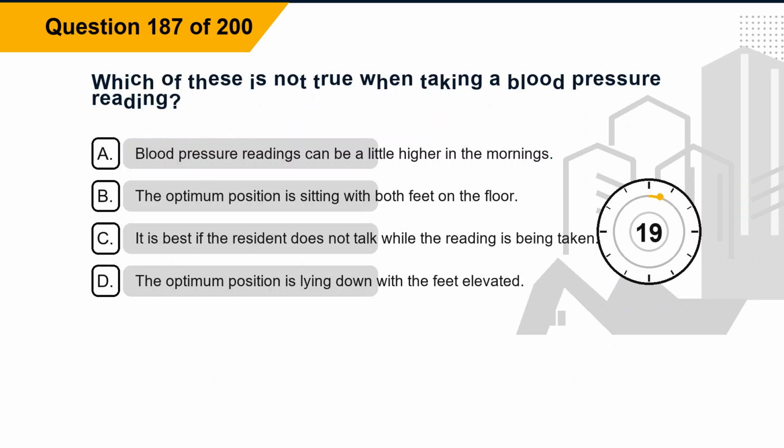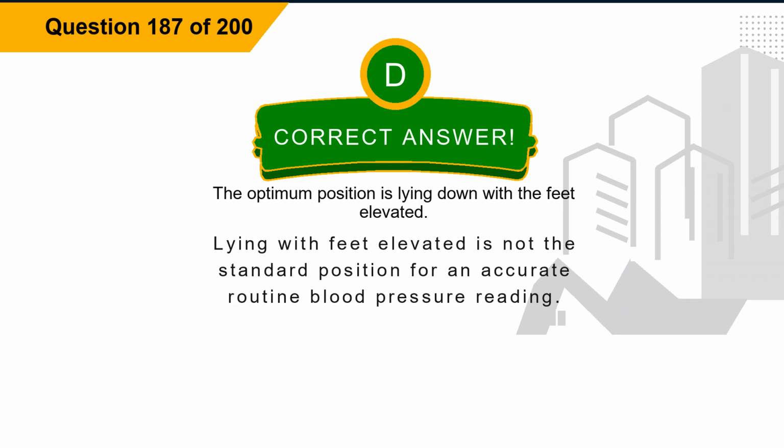Question 187. Which of these is not true when taking a blood pressure reading? Option A. Blood pressure readings can be a little higher in the mornings. Option B. The optimum position is sitting with both feet on the floor. Option C. It is best if the resident does not talk while the reading is being taken. Option D. The optimum position is lying down with the feet elevated. The correct answer is option D. Explanation. Lying with feet elevated is not the standard position for an accurate routine blood pressure reading.